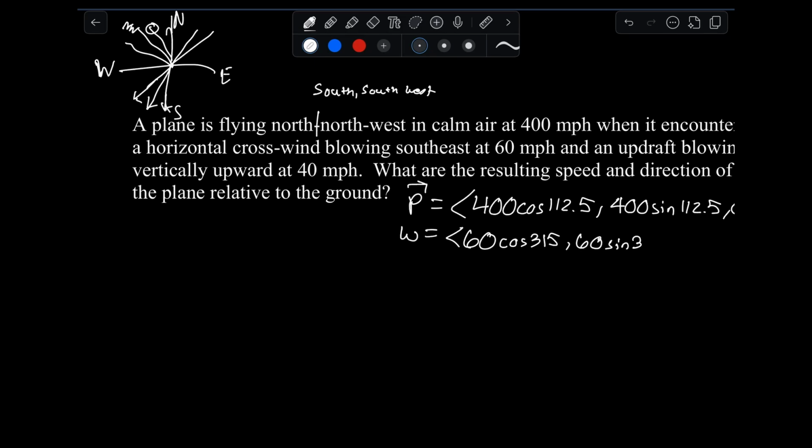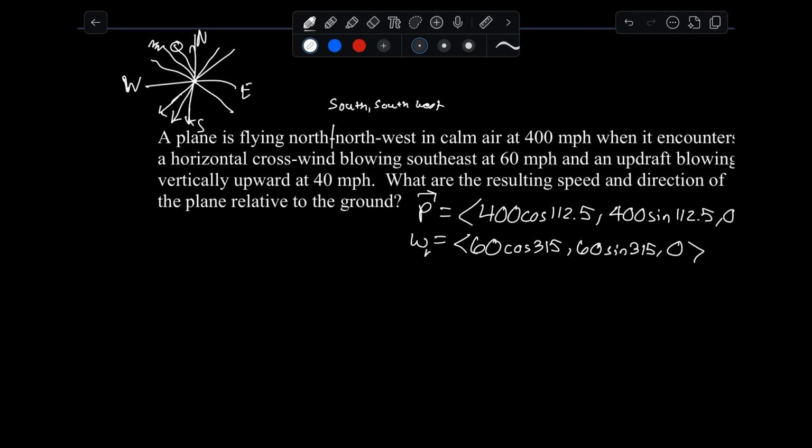And if you guys think about it, that makes sense, right? Because southeast is halfway between south and east. It's 90 degrees between the two, so the average is 45. You have 270 plus 45 gets you 315. And then we have the wind vertical equals 0, 0, and 40.